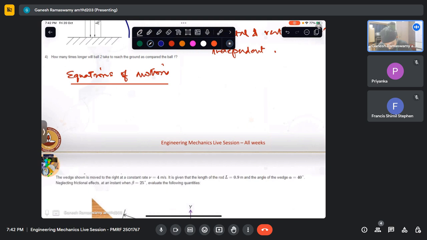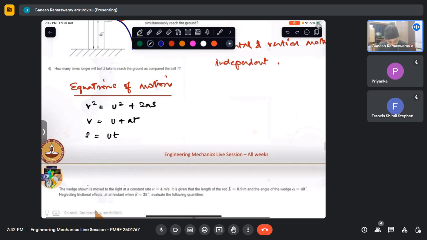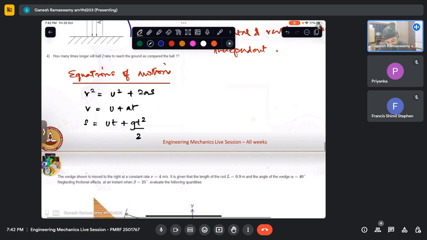So what are those? The ones we remember: the final velocity squared is u squared plus 2as, and then v is u plus at, and then s is ut plus half at squared. In this case, we will take our coordinate axis pointing like this, so it will basically be plus gt squared by 2. So acceleration is plus g. This is for the vertical direction.